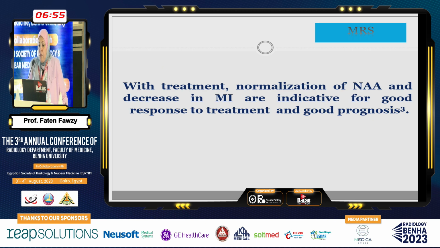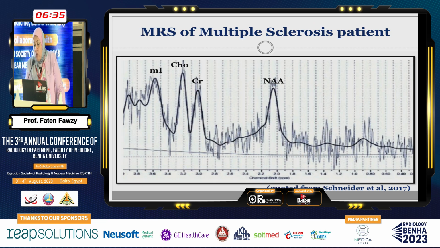With treatment, it is very important to evaluate the N-acetylaspartate that should be normalized or recovered as regard the concentration and the peak height, and also the reduction in the peak height of myoinositol. All are indicative for good response to treatment and good prognosis. This is the MR spectrum of MS patient. Here, the choline and the myoinositol are found to be elevated even before any significant reduction of N-acetylaspartate.